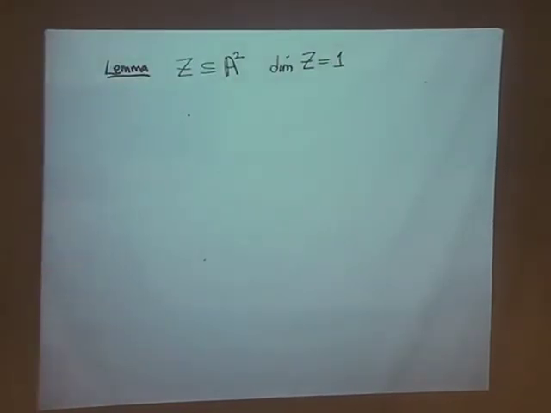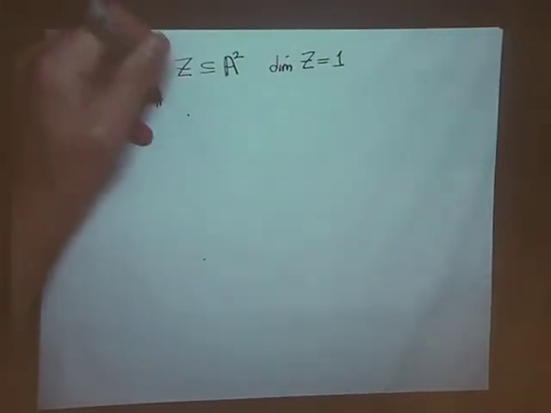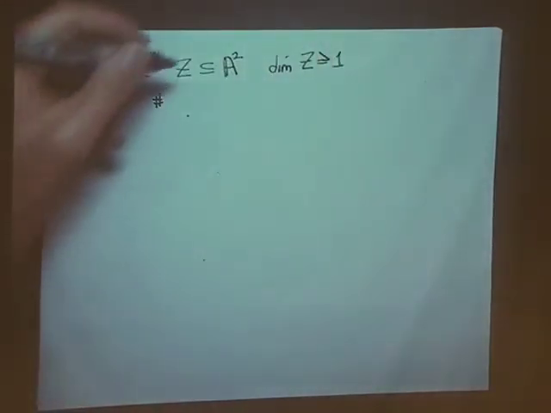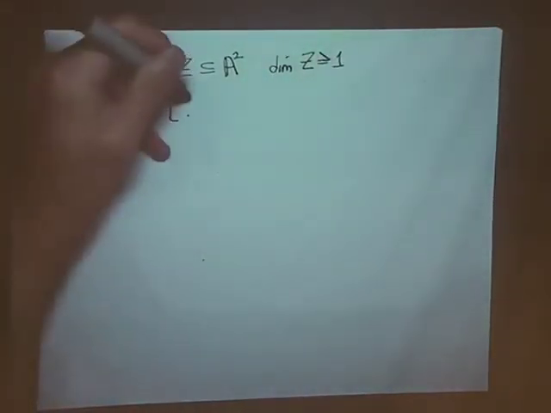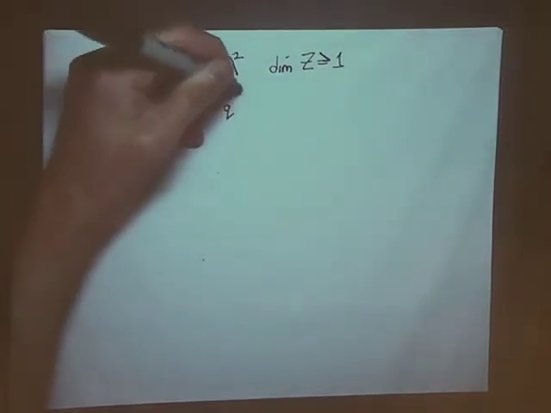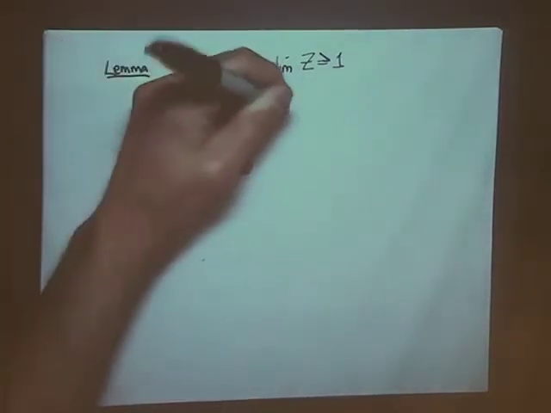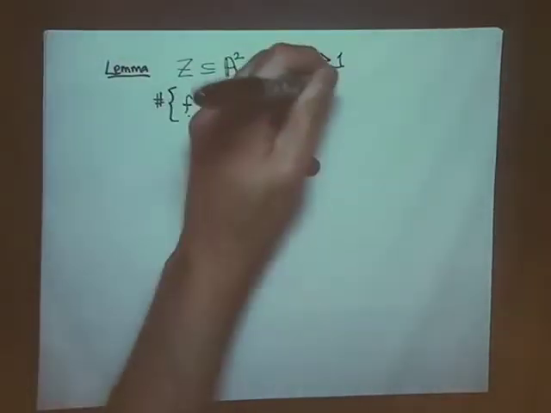So before I do this, let me just do a little warm-up lemma. Suppose you fix a subvariety in the plane. Actually, it's going to be a curve here, so let's say in A2, and it's of dimension 1. It could also be the whole thing; it doesn't really matter. If I take all the polynomials of degree up to d, the question is how many are there that vanish on this subvariety Z?